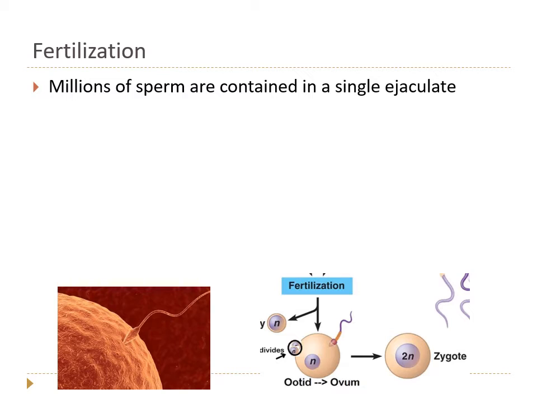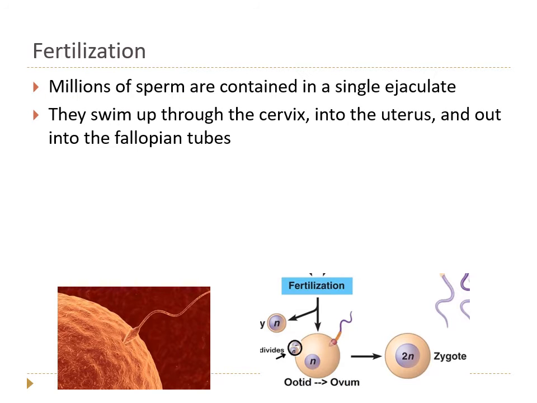In fact, the oocyte is only going to live for about 6 to 12 hours after ovulation. So the sperm need to already be there and waiting in the fallopian tubes, or they need to get there pretty quickly, because if not fertilized within 6 to 12 hours, the oocyte will die. And then the corpus luteum will regress and progesterone levels will fall and you will have a period. But anyway, millions of sperm are going to arrive.